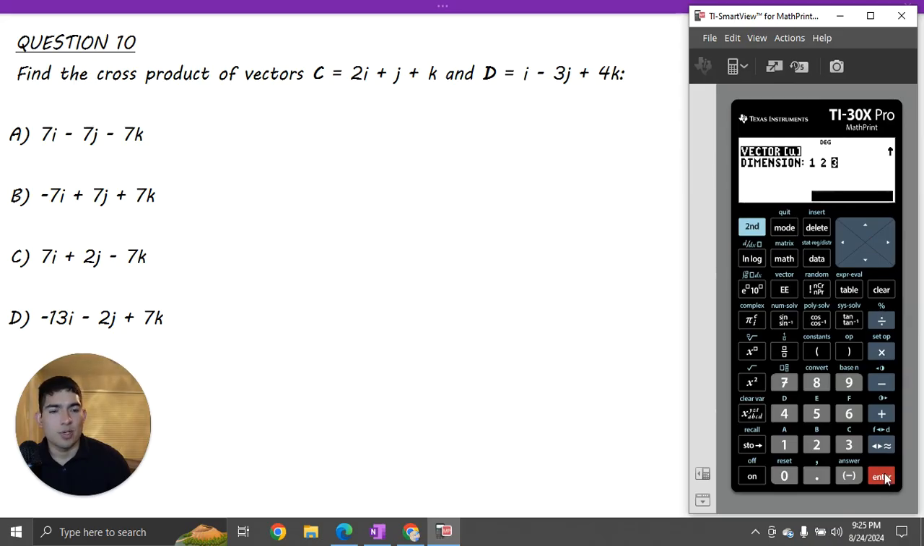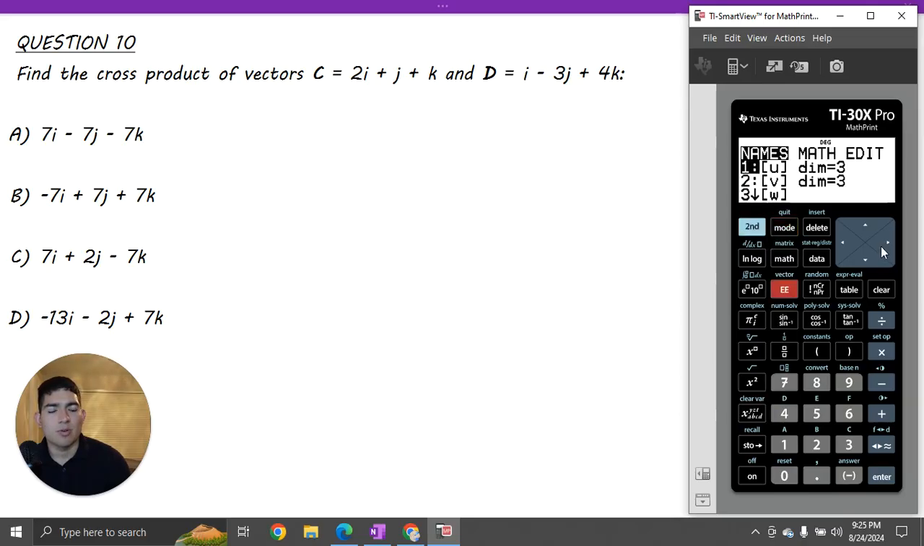It's going to have 3 dimensions. It's going to be 2, 1, and 1 for the components. Then we can go back to our vector editor, and for our second vector, it's also going to be 3 dimensions, and it's going to be 1, -3, and 4 for the components. So then if we hit second and hit quit, it'll take us back to the main screen.